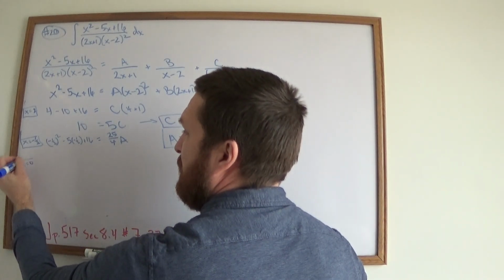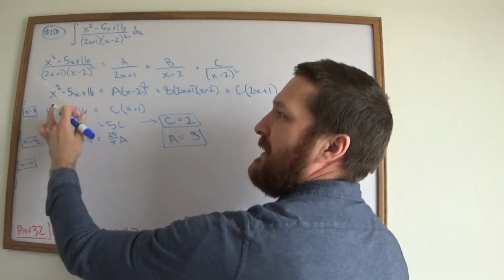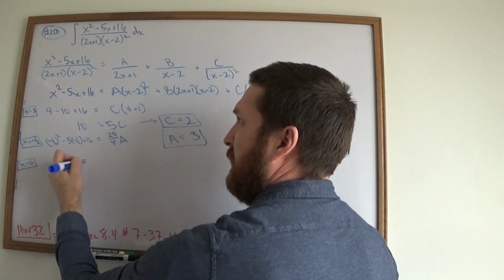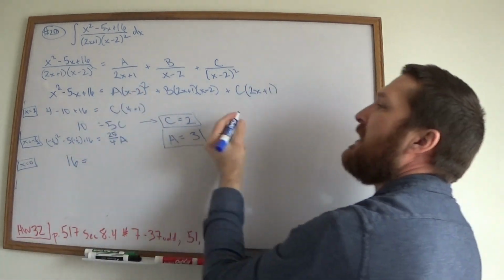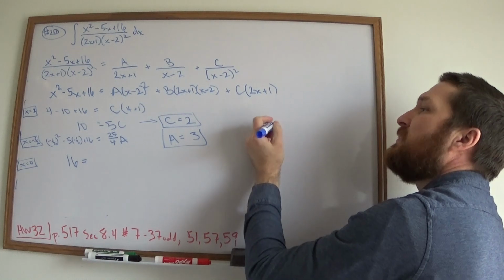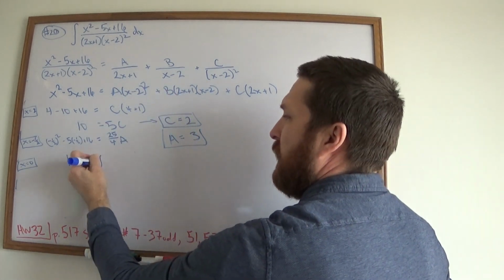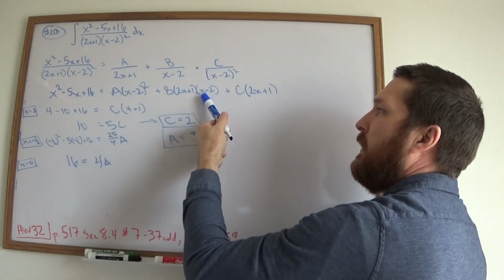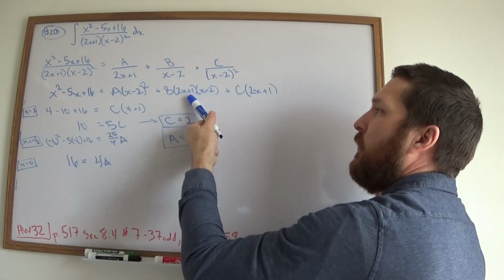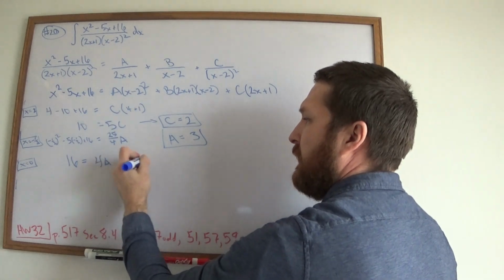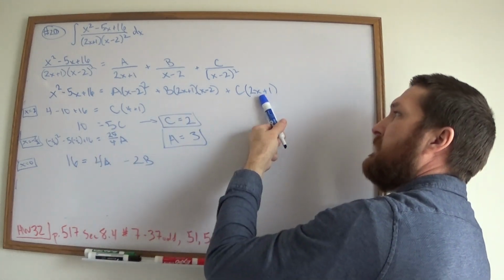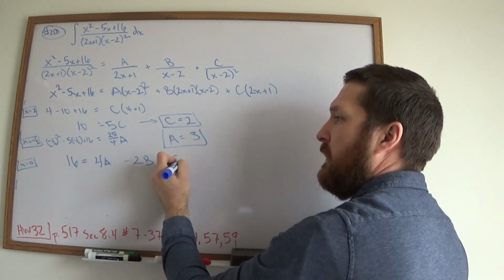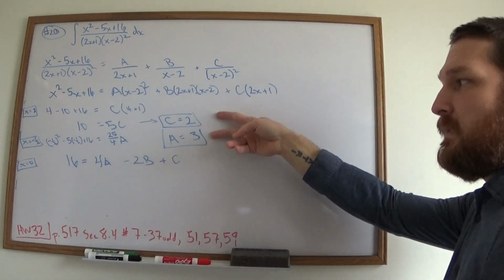If x equals 0, I like 0 because that makes this easy to compute. Yeah. 0 and 0, that's just 16. Plug in a 0. So it's just 0 minus 2 is -2 squared is 4, so 4a. And then 0 times negative 2, so negative 2b. And 0 and 1, that's nice. C.